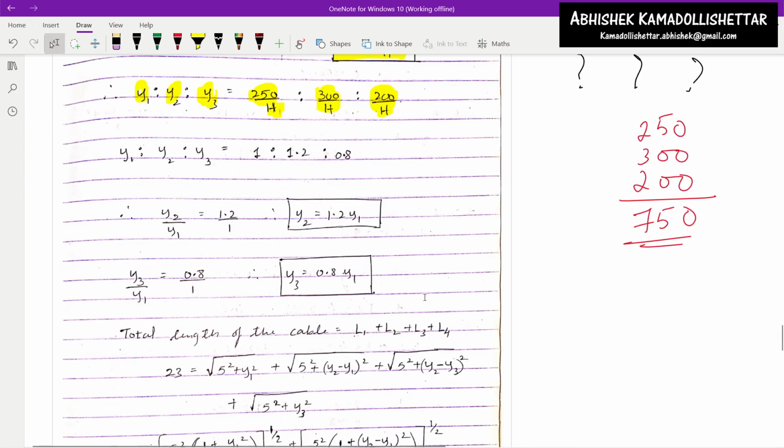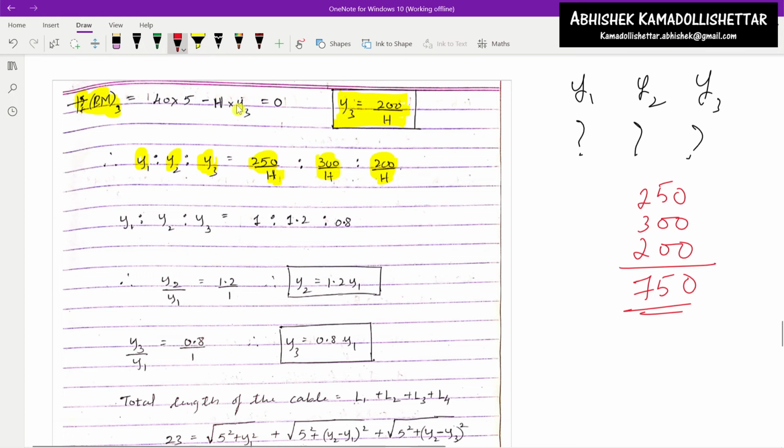Now what we have to do is divide by 250. One step is missing here. So 250 is to 300 divided by 250 is to 200 divided by 250. So the ratio will be 1 is to 1.2 is to 0.8.